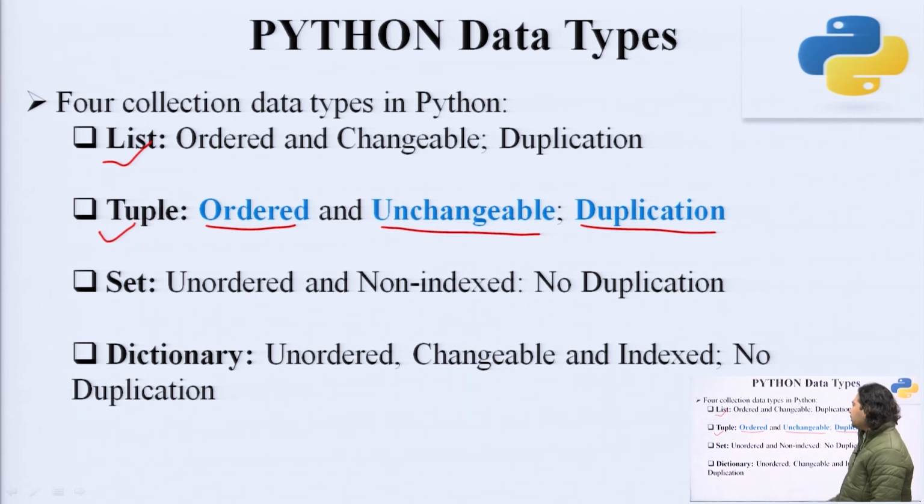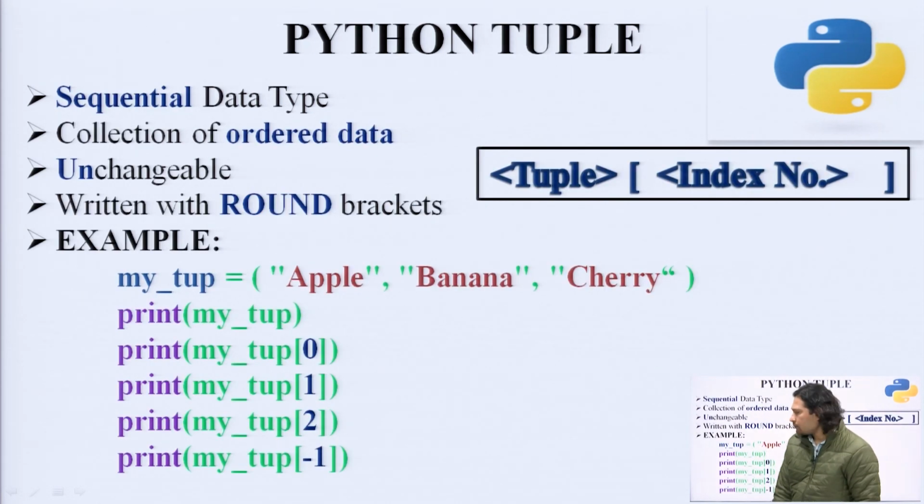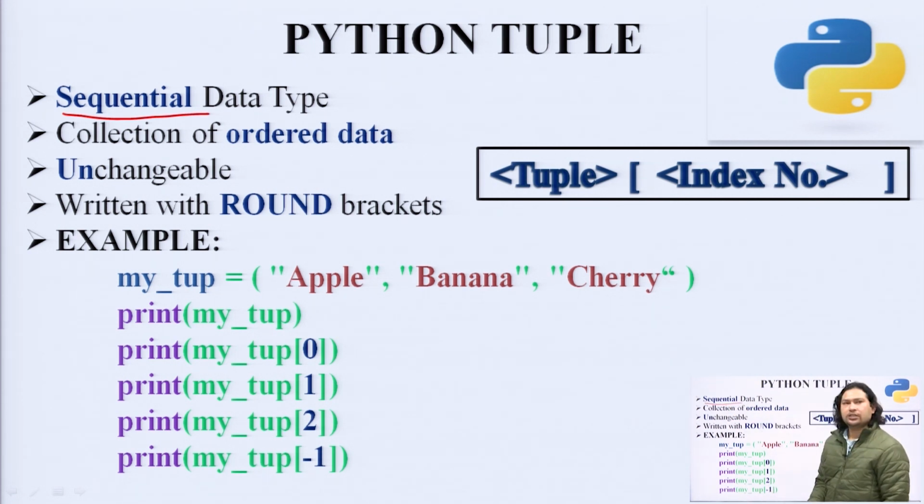Now, here you need to understand that list and tuple are both sequential data types. The very first point about the tuple data type is that these both are sequential data types, and in a sequential data type again the indexing principle is valid.